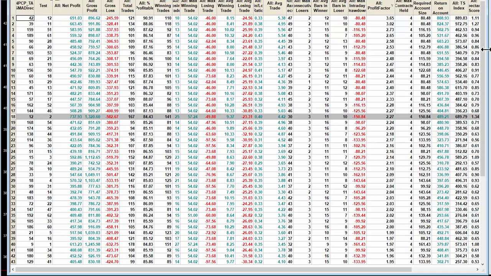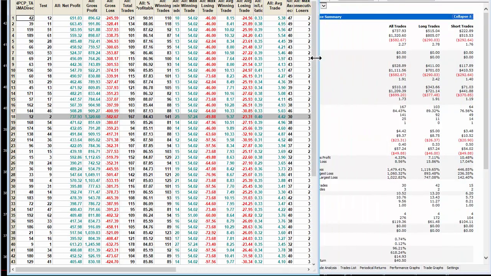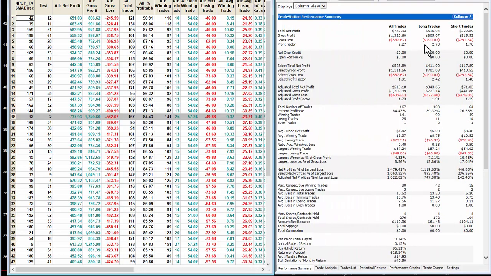Let me do this. Let's look at how it changes the performance report. Keep an eye on these numbers. 2.27 profit factor, 84% win rate, $4.42 average net profit per share. That's really good. By the way, it changes the directional input, the directional indicator.